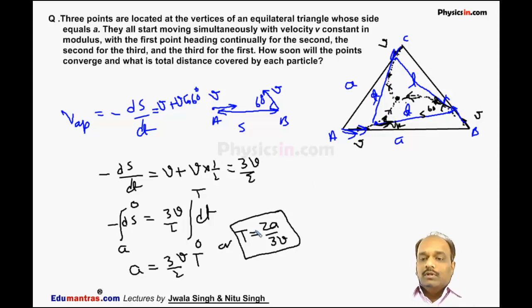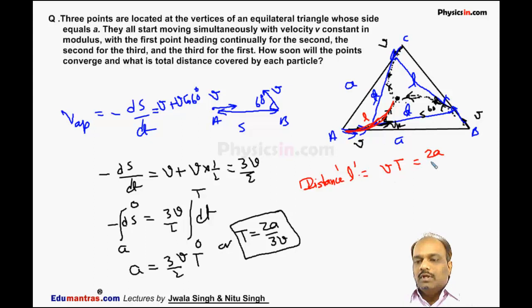Now if we ask what is the total length traveled by a particle, suppose we have to calculate this distance moved by this particle A, this distance L. Now we know distance L is equal to speed into time. We know its speed is v and time is t, because the speed is constant, so it is equal to 2a by 3. So the total distance traveled by any of these three particles is 2a by 3.